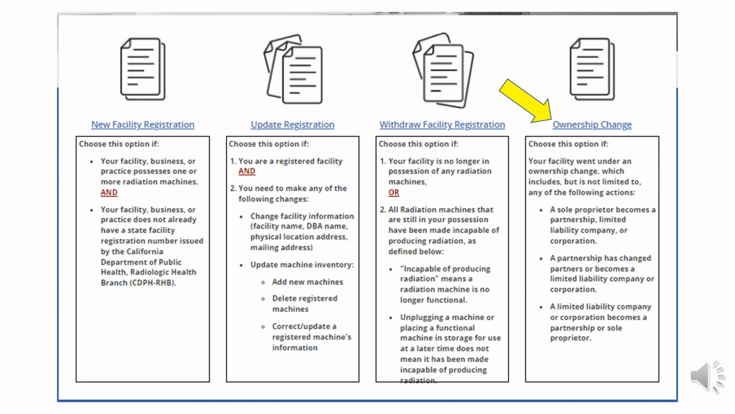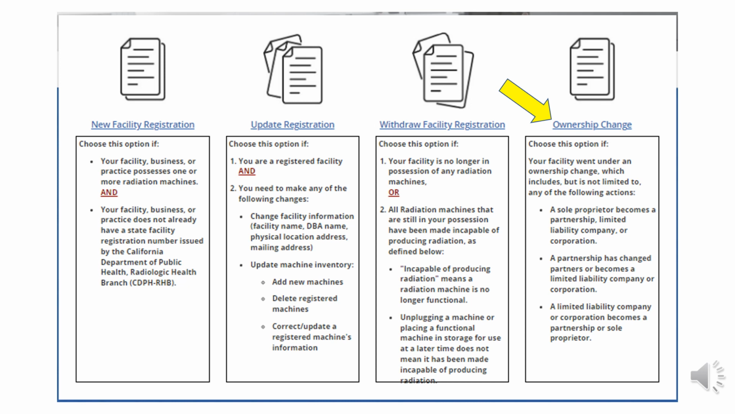A change in ownership has occurred if, but not limited to, any of the following actions. A sole proprietor becomes a partnership, limited liability company or corporation. A partnership has changed partners or becomes a limited liability company or corporation. A limited liability company or corporation becomes a partnership or sole proprietor. If there is a change in taxpayer ID numbers, there is a change in ownership.